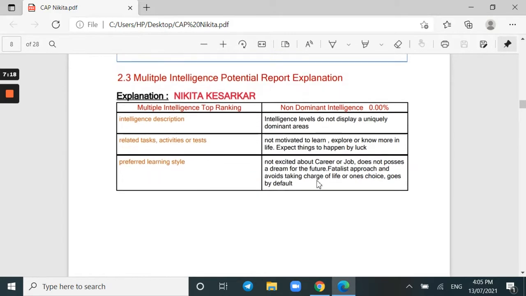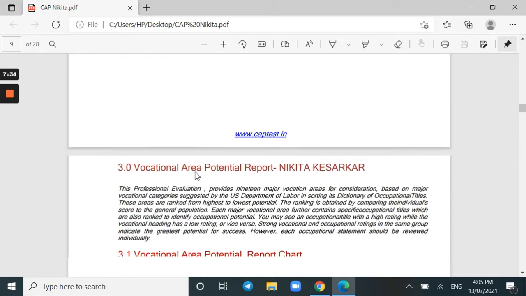This multiple intelligence report also talks about your intelligence descriptions, the type in which you would like to enjoy taking tests, and the style of your learning. So based on this, you can get clarity about your own testing styles and learning styles, which will be useful to you as you go for higher studies.